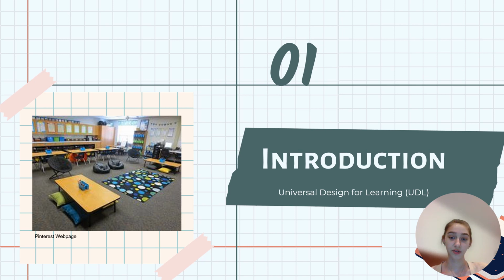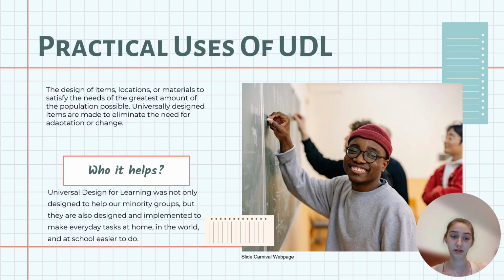So to start with the introduction, here is a picture of a very universally designed classroom. Has seating for all sizes, shapes, and abilities. So practical uses of the UDL. The design of items, locations, or materials to satisfy the needs of the greatest amount of the population possible. Universally designed items are made to eliminate the need for adaptation and change.